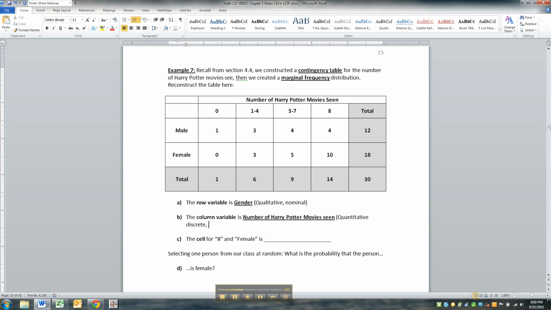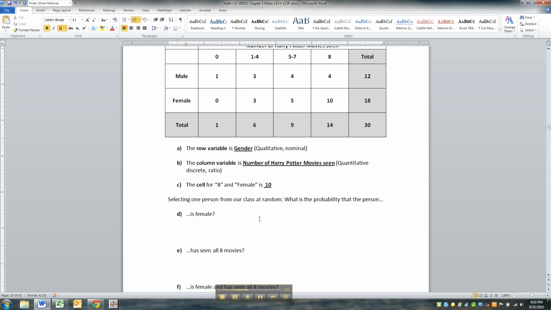And it's also ratio, right? Because there is a zero and it is an inherent zero to the problem. You can't get less than 0 movies seen. All right, the cell for 8 and female is right here in the bottom corner, and that is 10 for us. All right, selecting one person at random from our class, what is the probability that that person is?